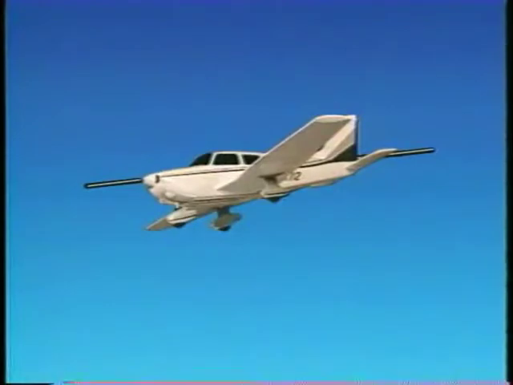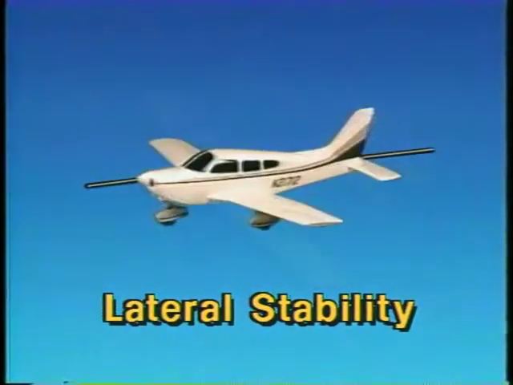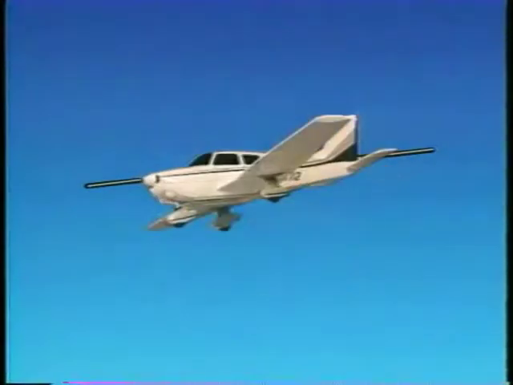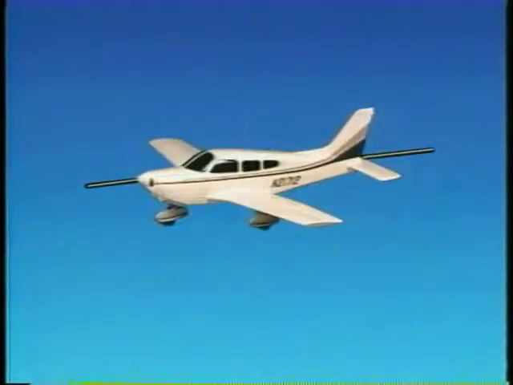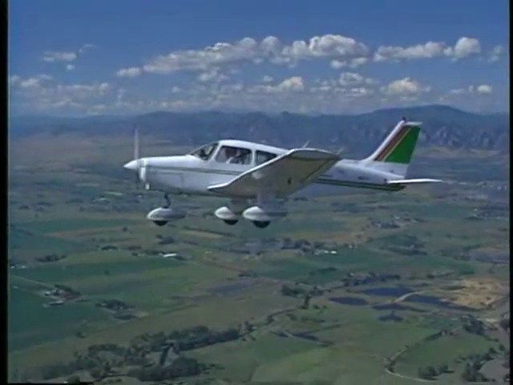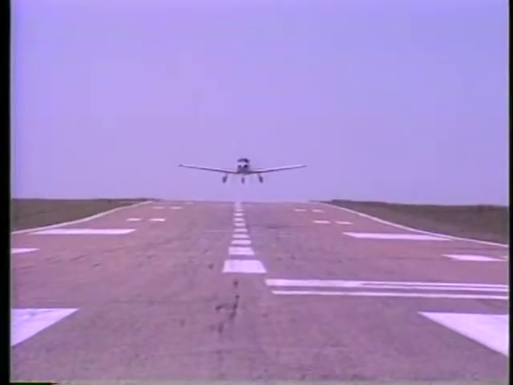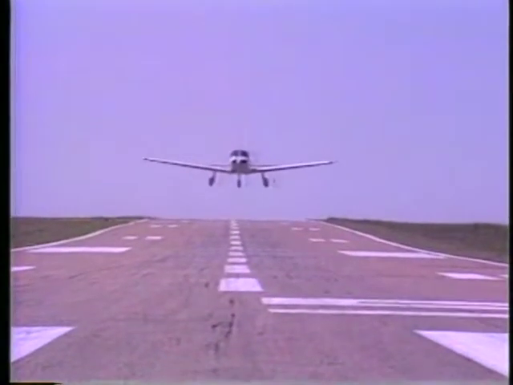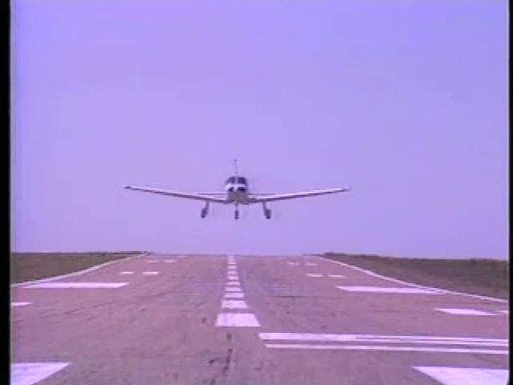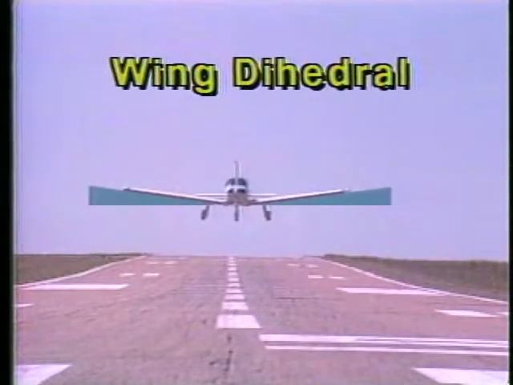Stability about the longitudinal axis is called lateral stability. Positive lateral stability is the tendency of an airplane to roll back toward a wings level attitude following displacement by a gust of wind or inadvertent control movement. The most common design feature used to attain positive lateral stability is wing dihedral, which is the upward angle of the wings with respect to the horizontal.